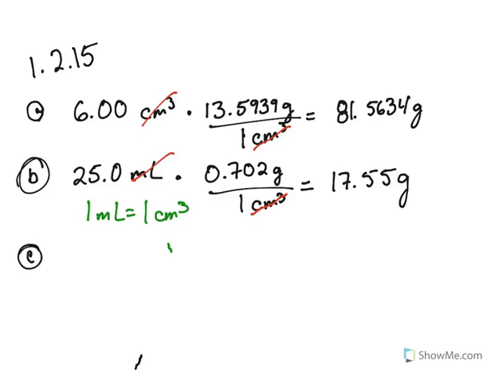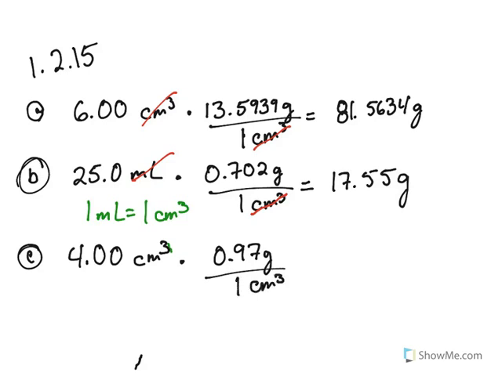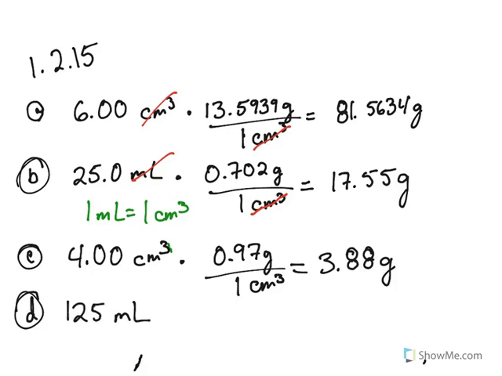Now for part C, I have 4 cubic centimeters of sodium. Sodium, it tells me, has a density of 0.97 grams per cubic centimeter. Again, I should expect an answer less than 4 cubic centimeters, and I do see that I get 3.88 grams. And then finally for part D, I have 125 milliliters of gaseous chlorine that has a density of 3.16 grams per liter.